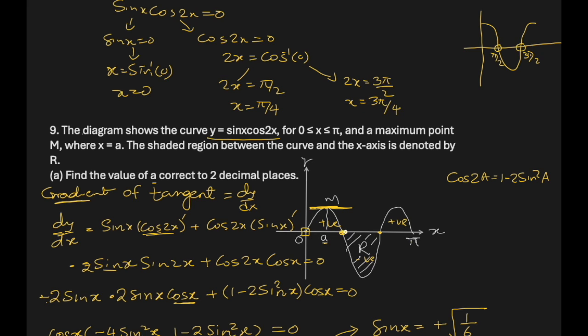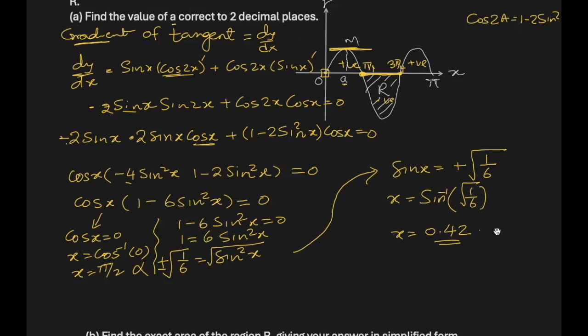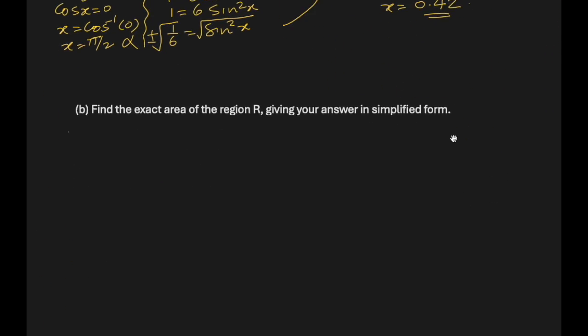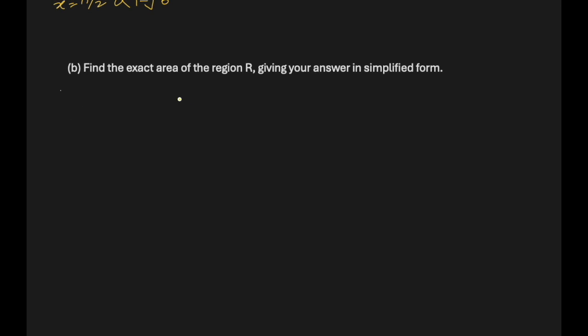So the second one is pi by 4, the third one is 3 pi by 4. So these two become our limits. Obviously our area will be negative because it's below the x-axis. No problem, we will just find its absolute value. So we'll integrate sin x cos 2x, the original function, and find its value from pi by 4 to 3 pi by 4 dx.